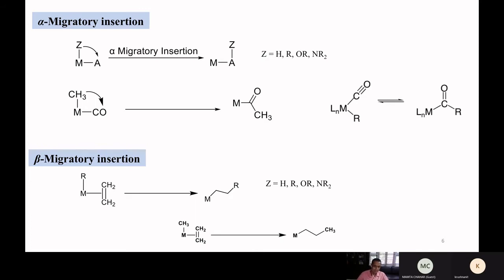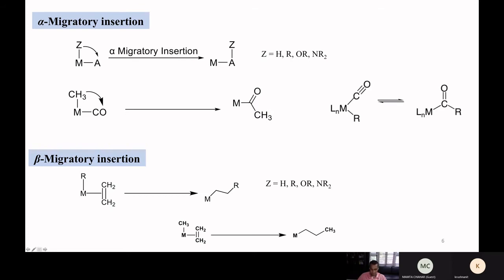Usually the energy demand for beta migratory insertion is a little less compared to the alpha migratory insertion. But there are places where only alpha migratory insertion would be happening. We'll come back and discuss those.